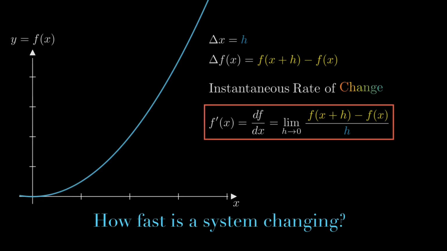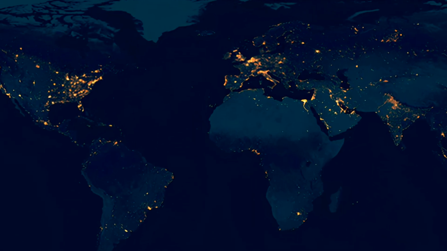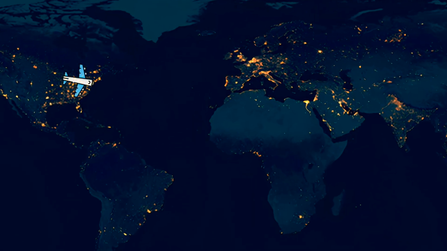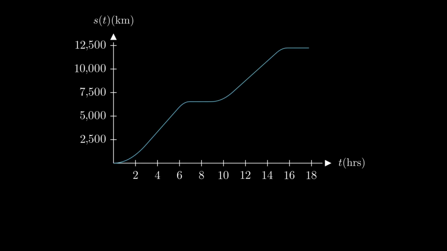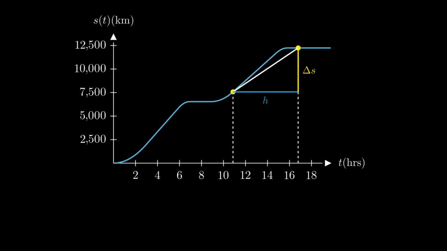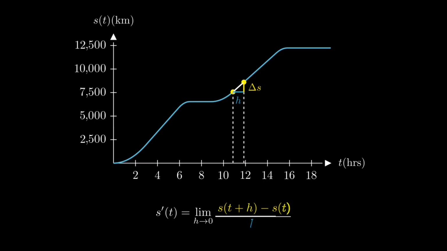Let us take a real-life example. Take a long-haul flight across the globe, say from California to India, with a stop in between. As the plane accelerates, cruises, lands, and then takes off again, the total distance flown over time forms a continuous function. The average speed over an interval is the slope of the secant, but the real interest lies in the instantaneous velocity, v of t or ds over dt, which is what the speedometer reads at that exact moment. That's what the tangent, or the derivative, provides us with.